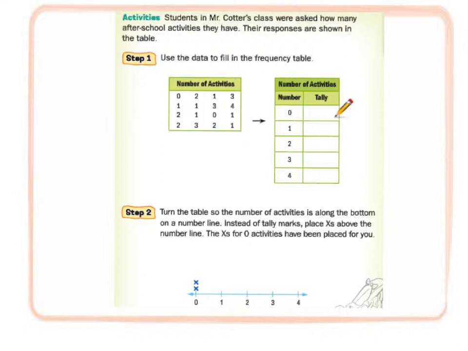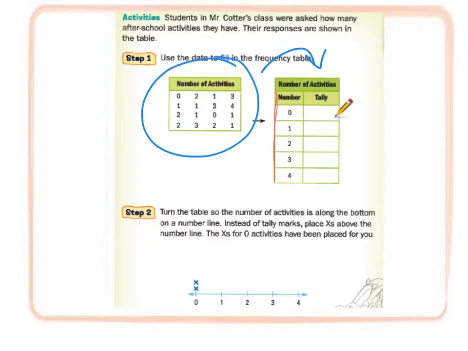Students in Mr. Cotter's class were asked how many after-school activities they had. Their responses are shown in the table. So their responses are right here. Use the data to fill in the frequency table. So our frequency table is going to be right here. So we're going to fill that in right now. And they've kind of started it for us. So number of activities is along this side.